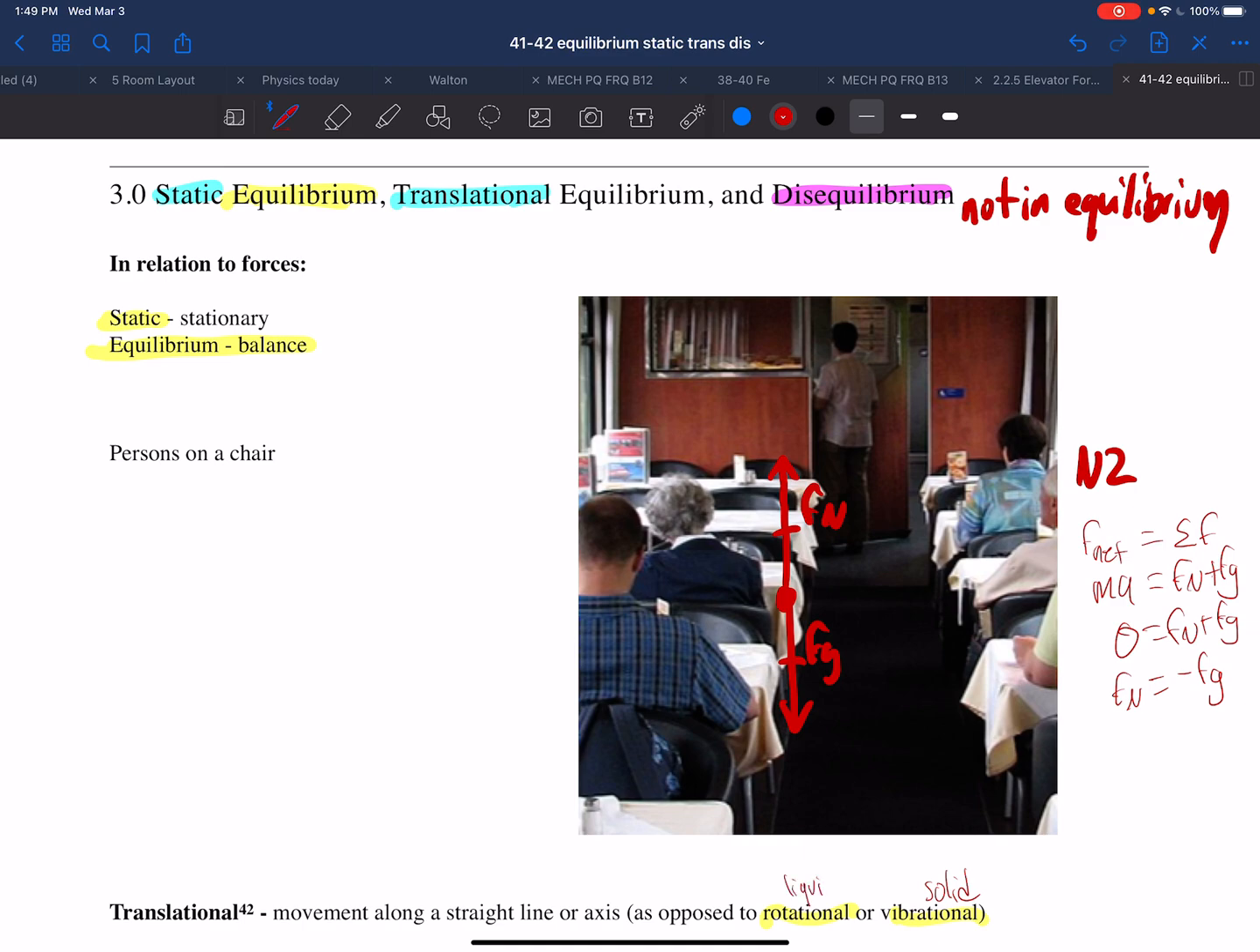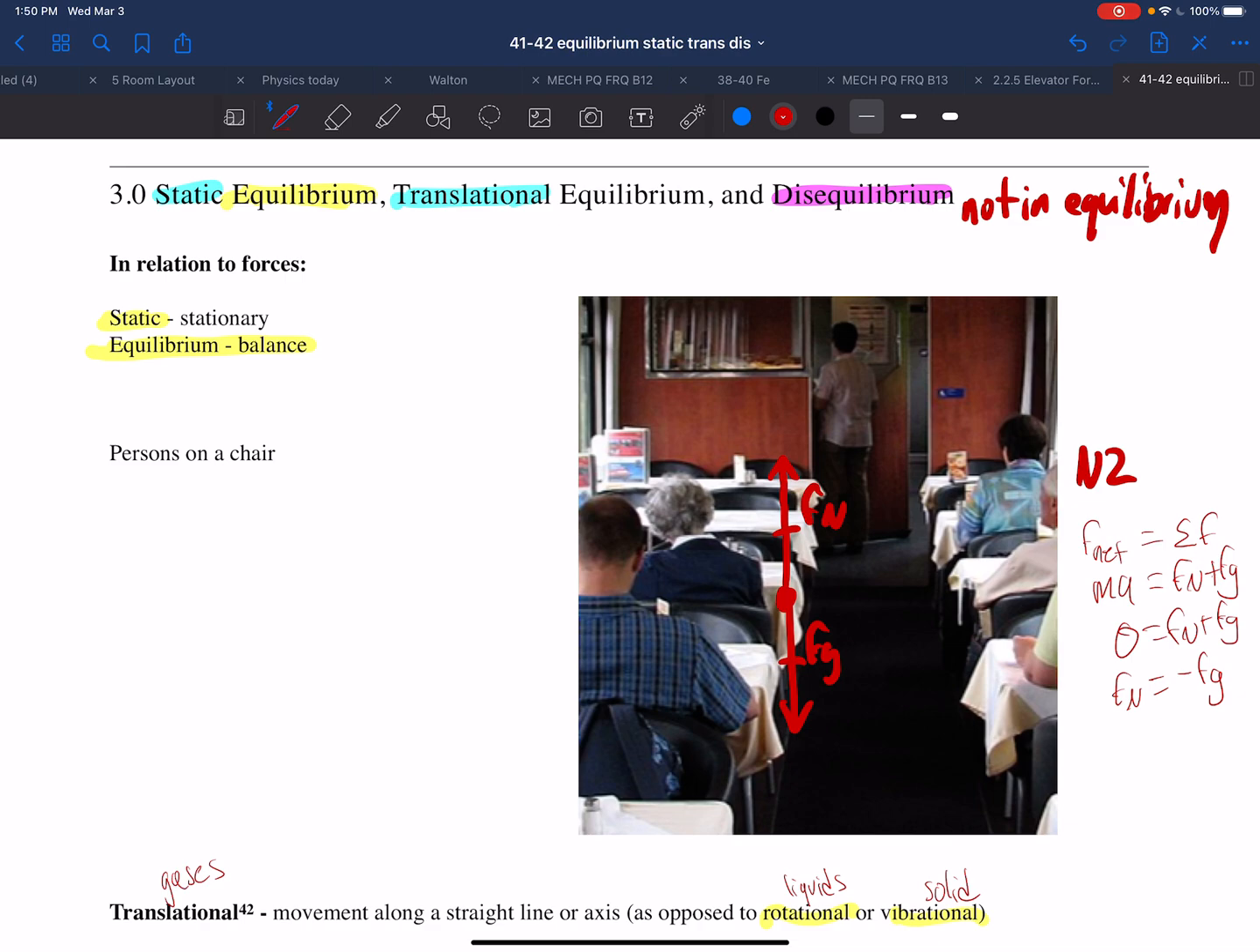Rotation is what liquids are able to do. They're able to spin and roil. And translational is what gases do. They are a molecule, whether they're monoatomic or diatomic, and they're traveling in a straight line at some velocity. They may also be rotating and vibrating, but the translational aspect is that part of it moving along an axis in a straight line.